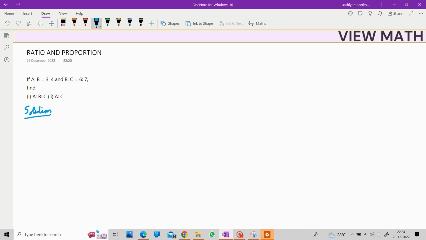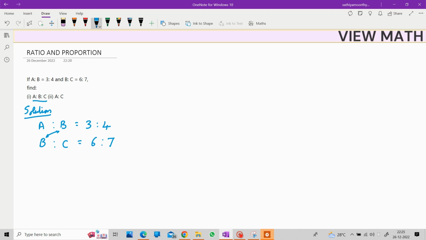So in this problem what they have given is A is to B, which is equal to 3 is to 4, and B is to C is also given. B is to C is equal to 6 is to 7. They are asking us to find out A is to B is to C. That means they are asking us to combine these two ratios. In order to combine these two ratios, the B ratios must be same, only then we can combine A is to B is to C.